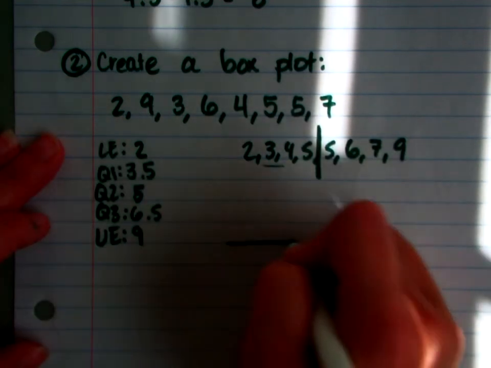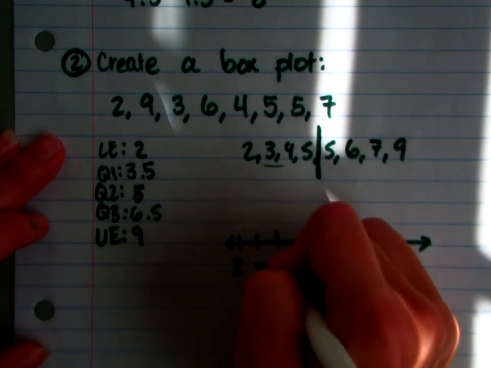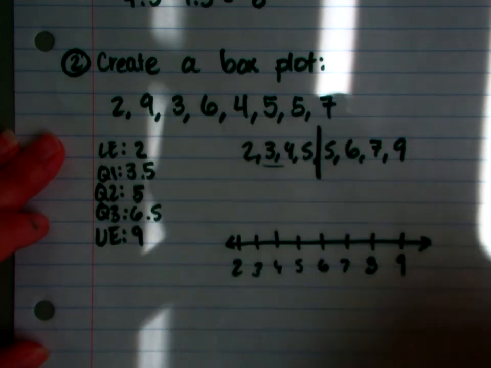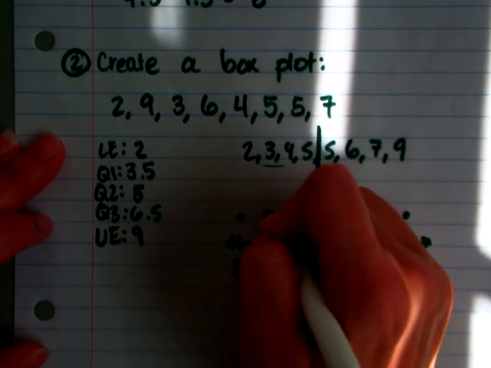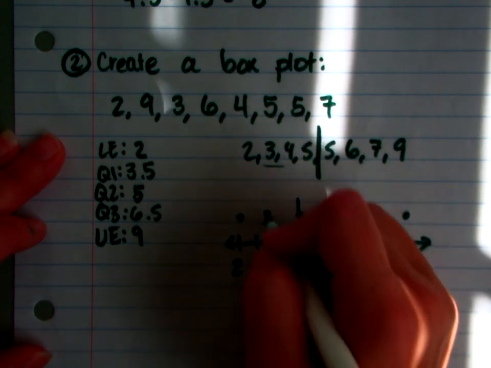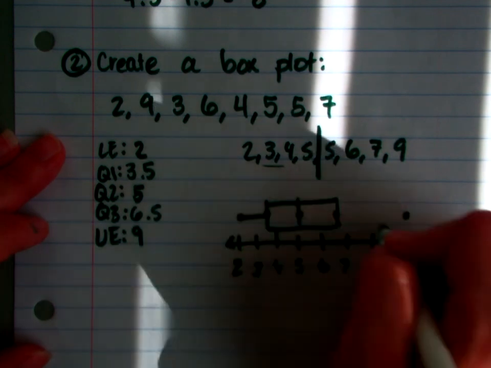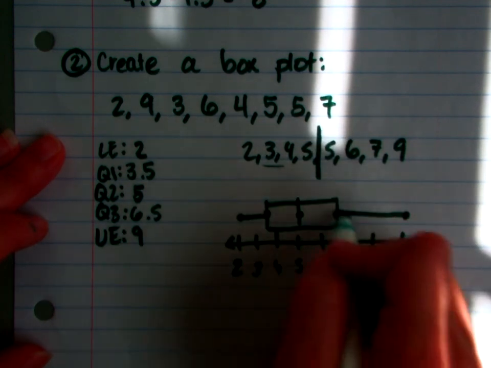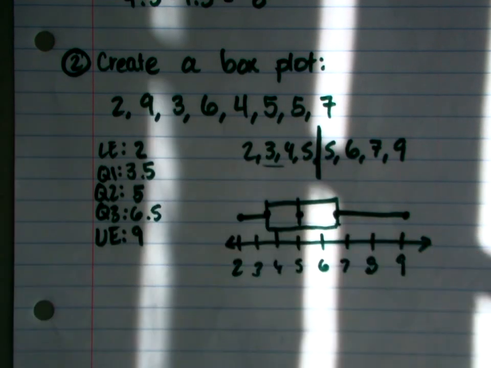So then again, when you create your number line, we're going to go from 2 to 9: 2, 3, 4, 5, 6, 7, 8, and 9. And so our lowest number is 2, our highest number is 9. We'll put in the number at 3.5, at 5, and at 6.5. This is our median. The box that surrounds it comes from the first quartile and the third quartile. Whiskers on the end. And again, 50% of our data would be represented within this box. That means half of the numbers fall between 3.5 and 6.5.